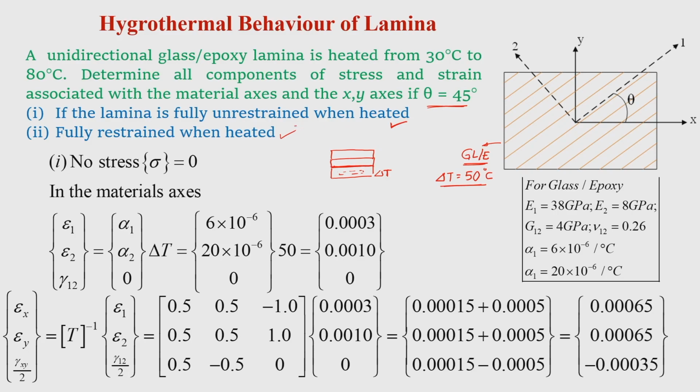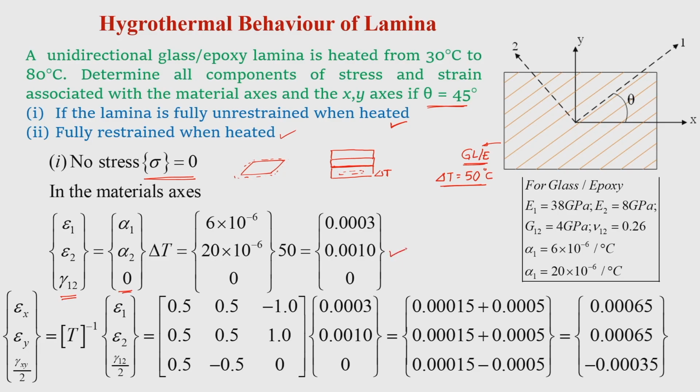Okay. Now, in this case it is told that it is fully restrained, and in one case it is fully unrestrained. Now, when it is fully unrestrained, that is free, there is no stress. Suppose you have a lamina and it is heated, what will happen? It will expand. There is no restraint, therefore, there is no stress. Okay. So, if sigma is equal to 0, we can write in the material axis the strains are given by this.